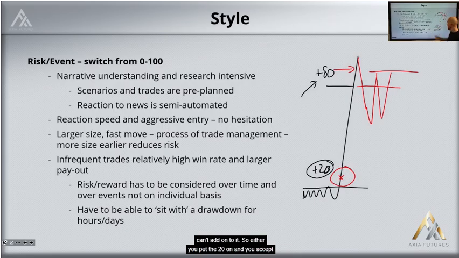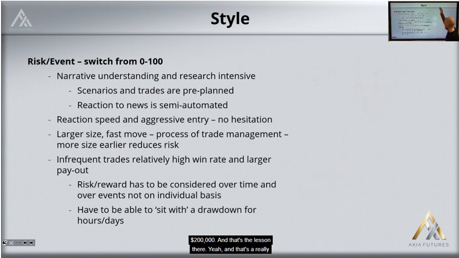So either you put the 20 on and you accept it, a 20 lot in the S&P for 40 handles is still a pretty decent trade. But by putting the full size on, which is ultimately what I wanted, I ended up giving myself nothing. And realistically, it should have been 100 for 40 handles, which is $200,000. And that's the lesson there.